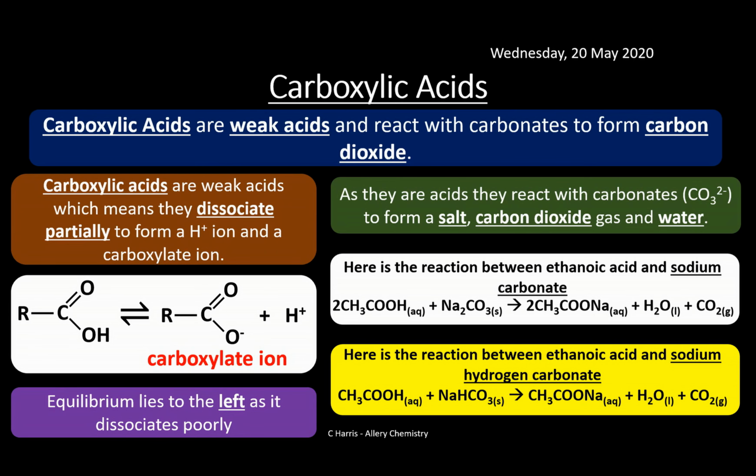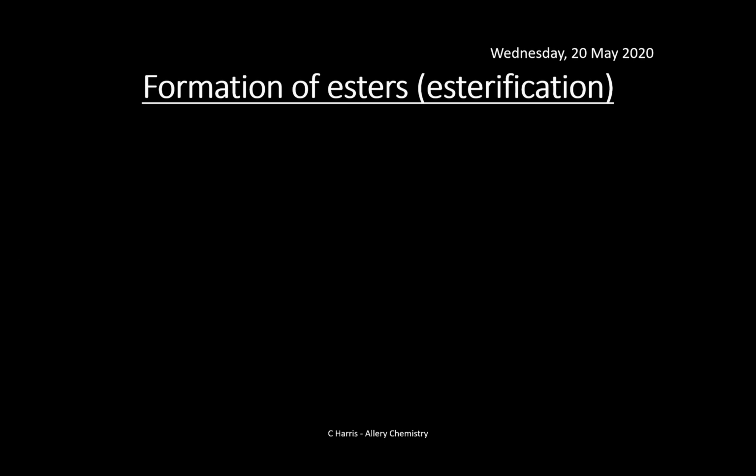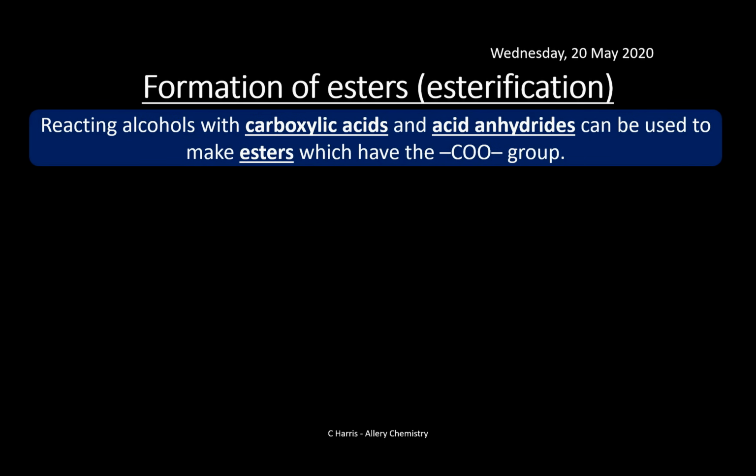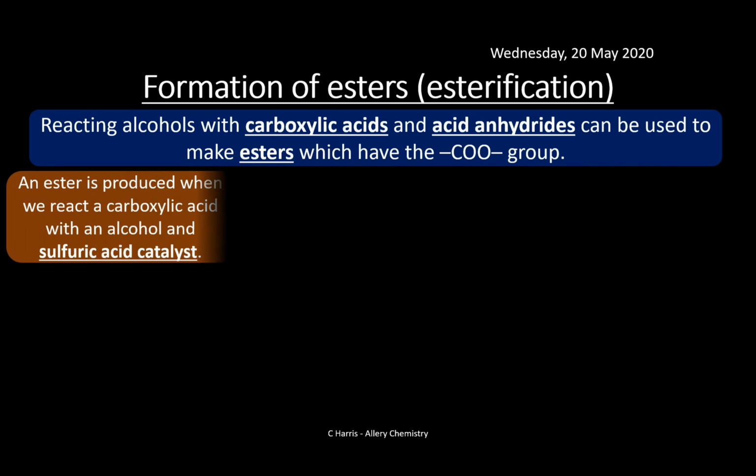Okay. So first of all, we're going to be looking at the formation of esters, or what we call esterification. That's one reaction that you really do need to know, where we're reacting the carboxylic acids with an alcohol. We can react alcohols with carboxylic acids and acid anhydrides, as you're going to see later on what they are. These can be used to make esters, because esters have the COO group on them. You might have seen esters already, maybe even at GCSE, depending on the spec that you've done. But effectively, they're made by reacting an alcohol with a carboxylic acid, or it could be an acid anhydride as well. So an ester is produced when we react a carboxylic acid with an alcohol, and we use a sulfuric acid catalyst.